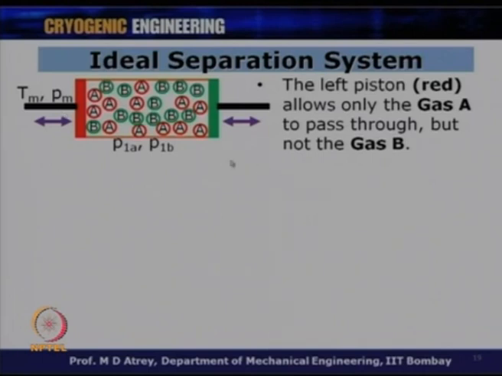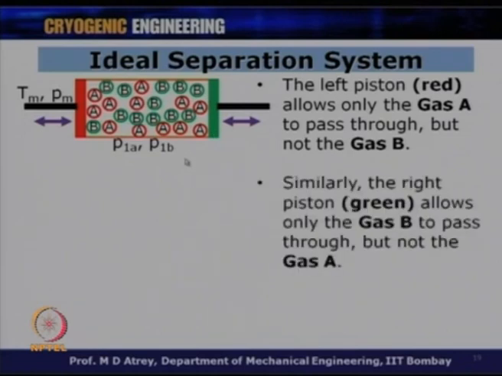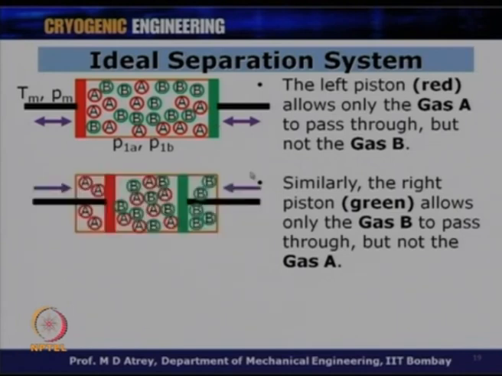So, basically when I start pressing this left piston to the right, it will let A go through it, but it will not allow B to go through it. Similarly, the right piston allows only gas B to pass through, but not gas A. This is what we call a semi-permeable membrane working like a piston in this closed chamber.